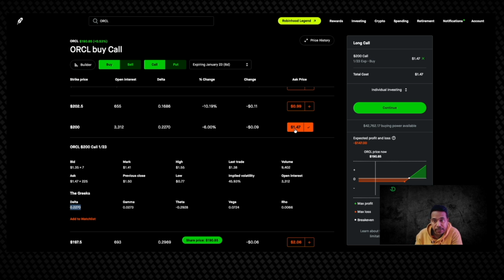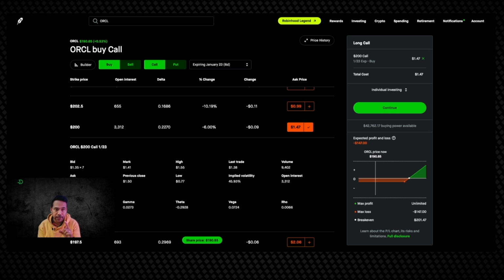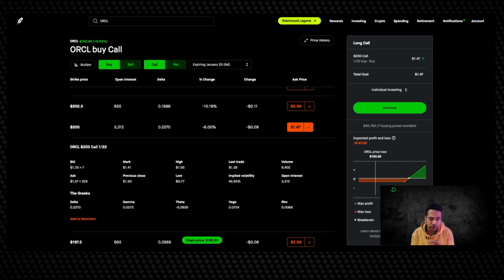Look at the premium. That's what you are paying, so you're paying 147 here, so the total cost is 147. Now what delta is telling you is that for every dollar move in the stock, this is how much the profit is going to move. So let's say the stock moves from 200 to 201, your profit is going to add $22 to your total profit. That's the very simple definition of the delta.